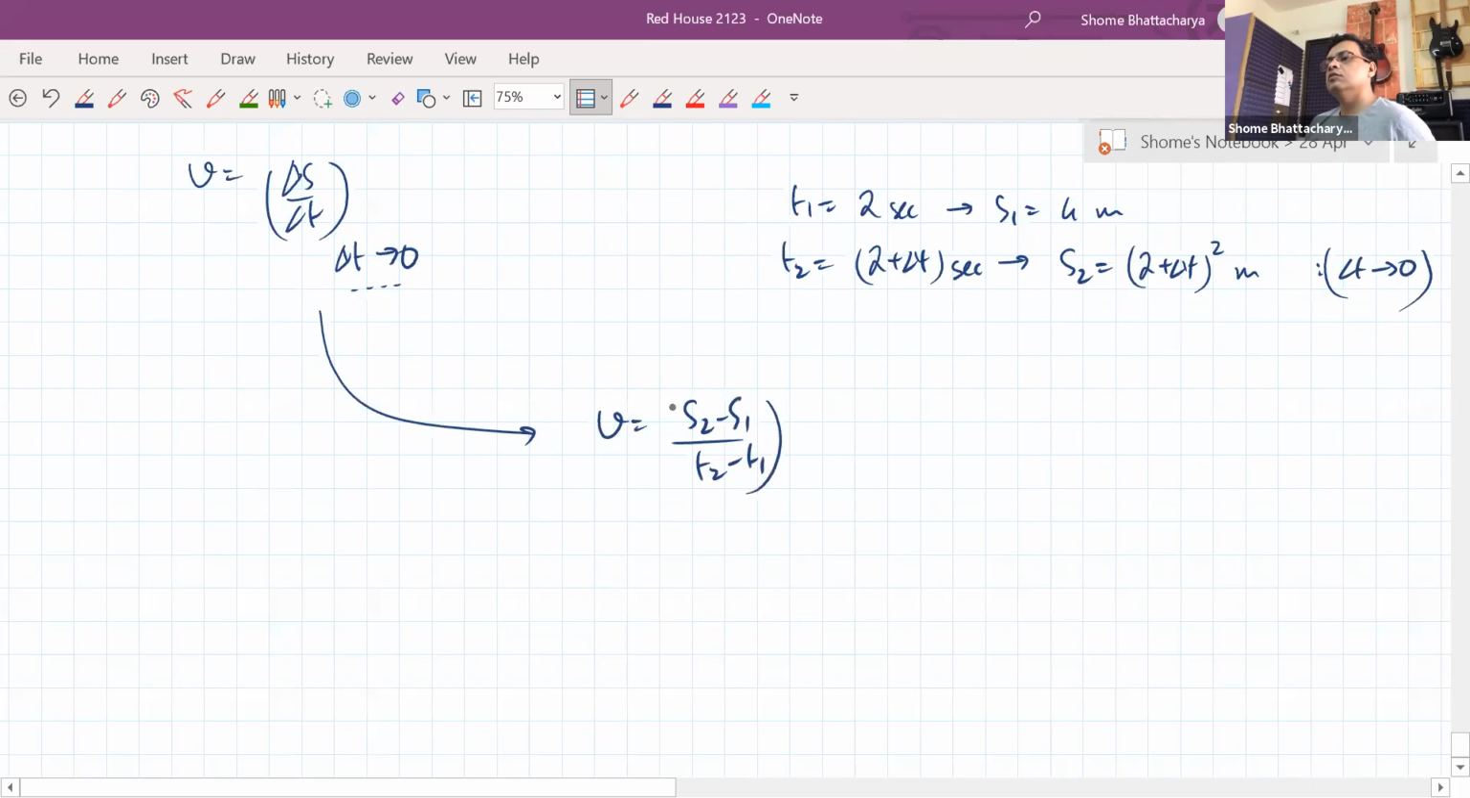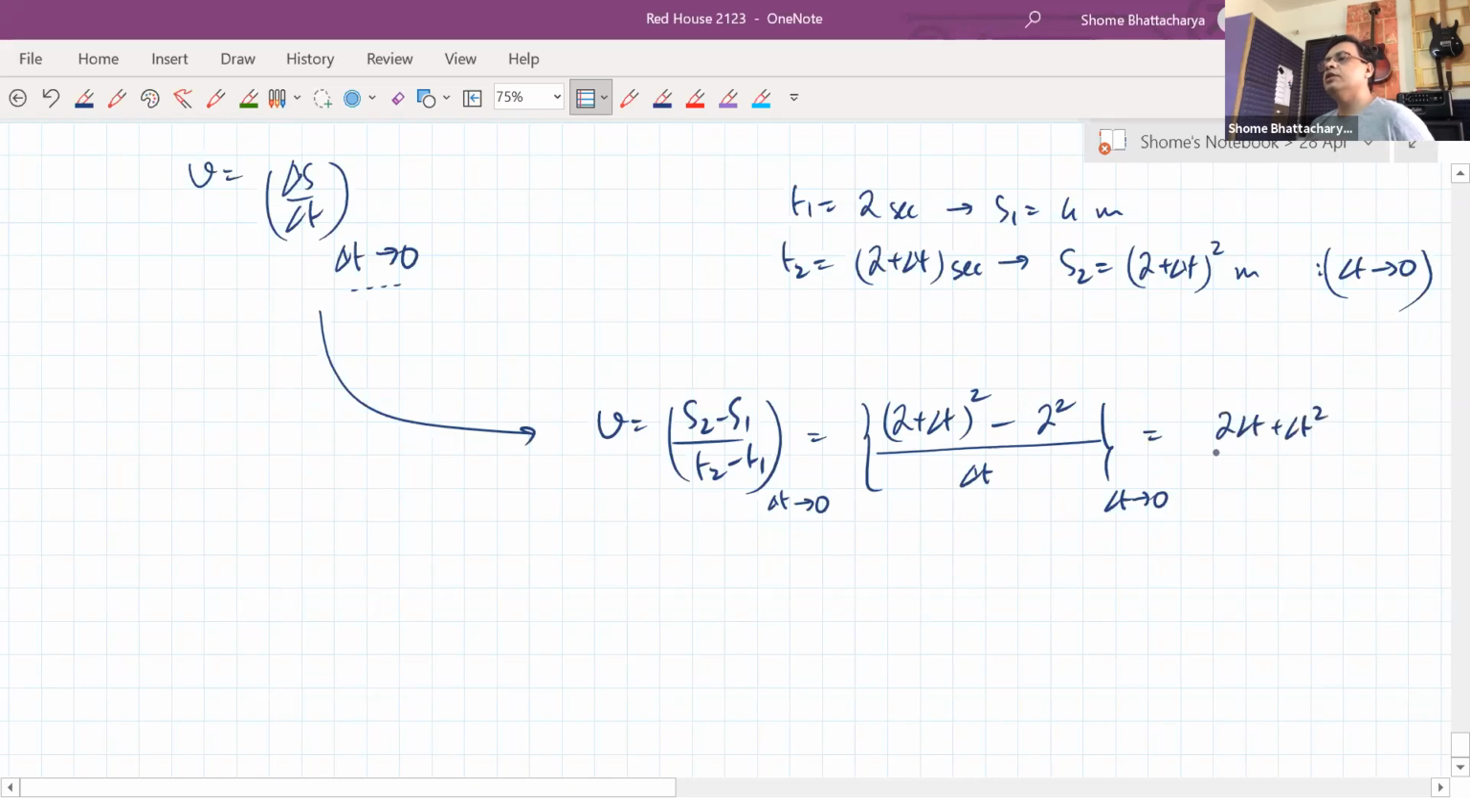Sir, S2 will be 2 plus 4 delta, right? This only, no? When we expand it, you will get that. Okay. What you're saying we'll get when we expand this. Okay. So 2 plus delta t whole square minus 2 square here, divided by delta t. Correct. But with the condition that delta t is tending to 0. Okay. So what does the numerator now become? It becomes 2 delta t plus delta t square, but with the condition that delta t is very small.